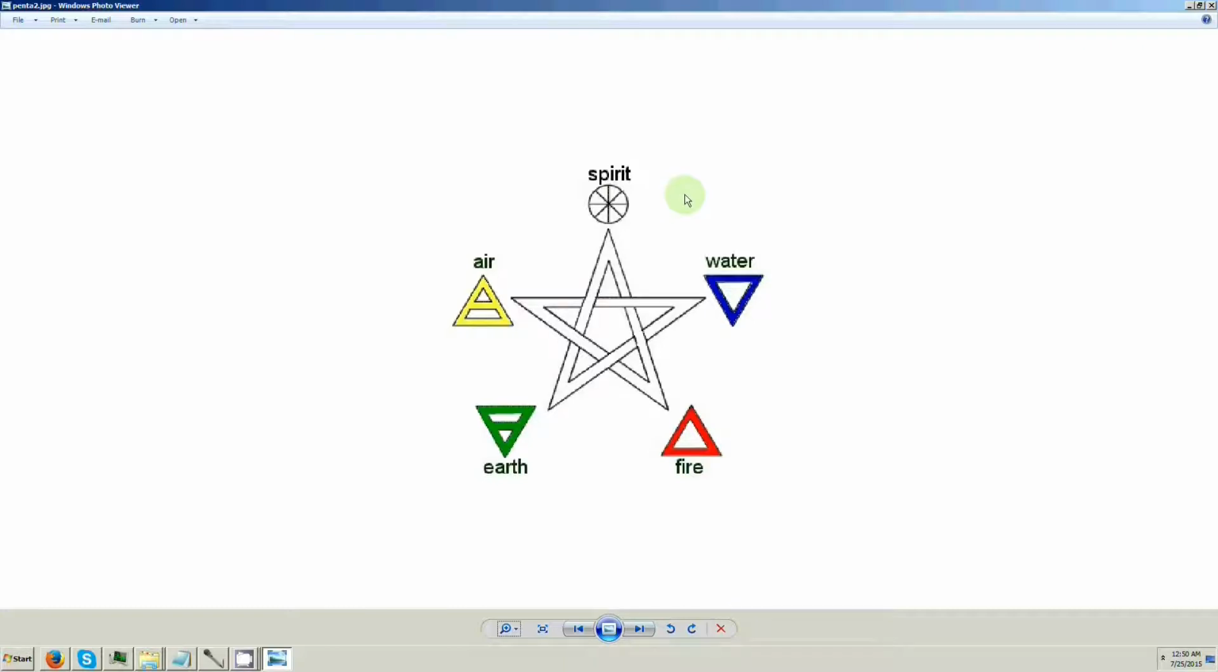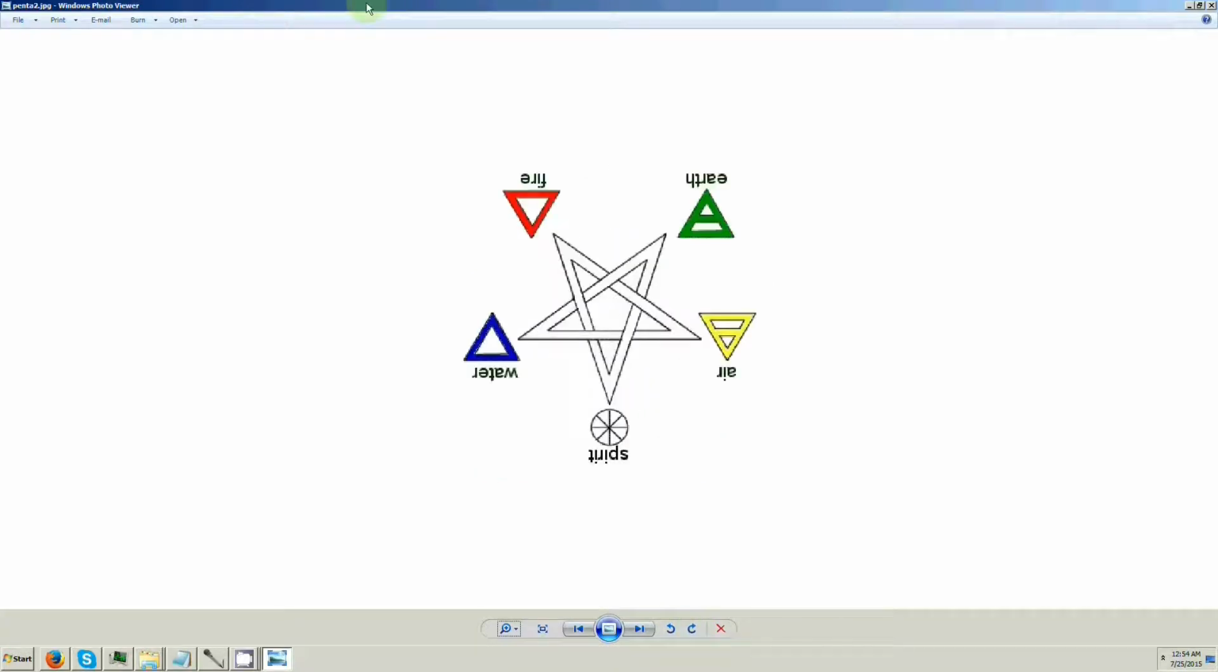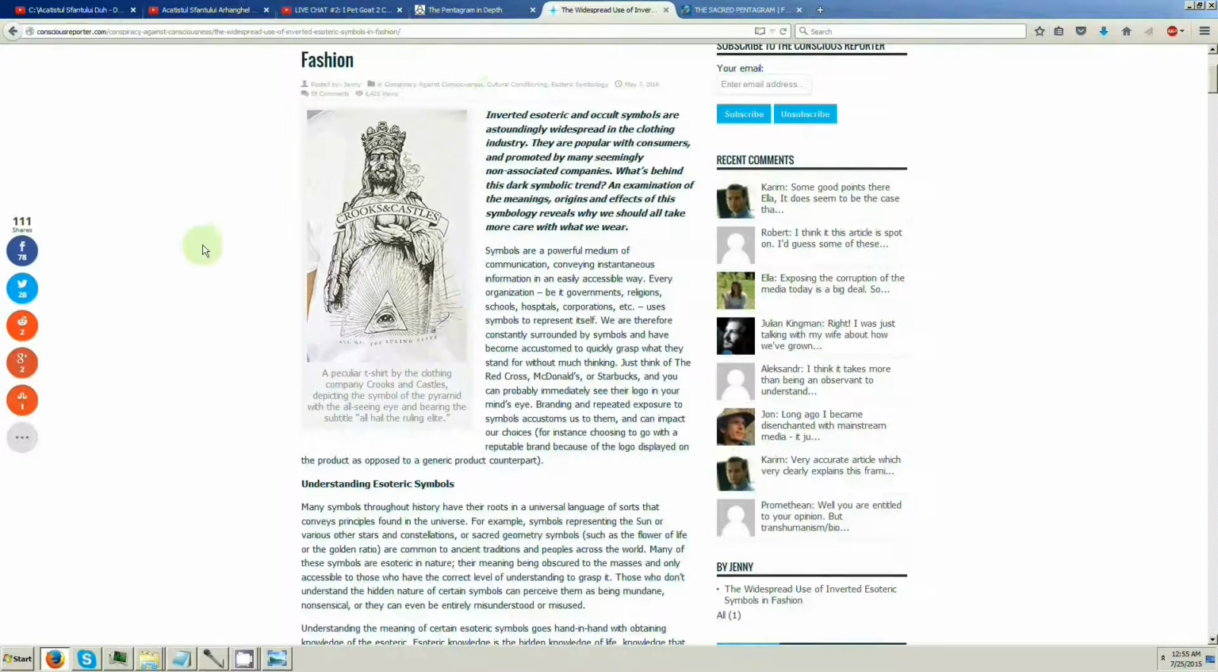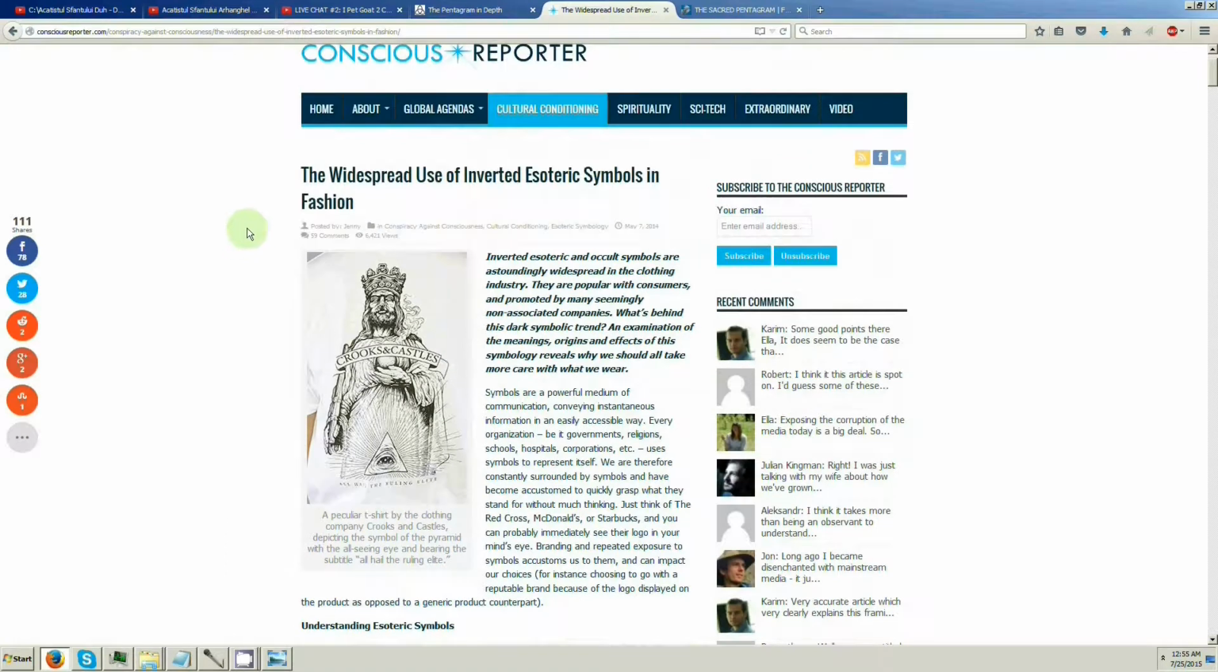Now, when some symbols are inverted, their meaning also becomes inverted. In this case, inverting the pentagram with the point downwards puts matter over spirit. We notice that our consumer-based society likes to promote this kind of idea, that it's more important to have material things than to gain spiritual knowledge. One look at the fashion industry is enough to prove this reality. As we can see, the use of inverted symbols is widespread in fashion.